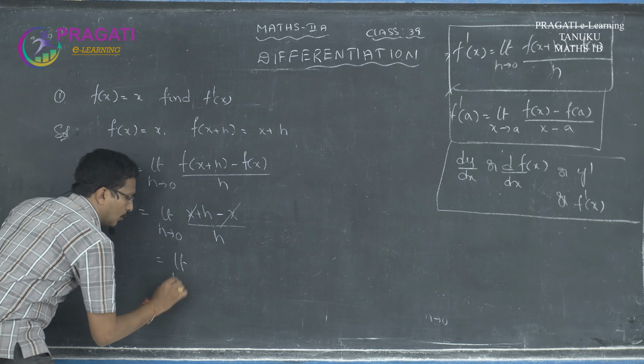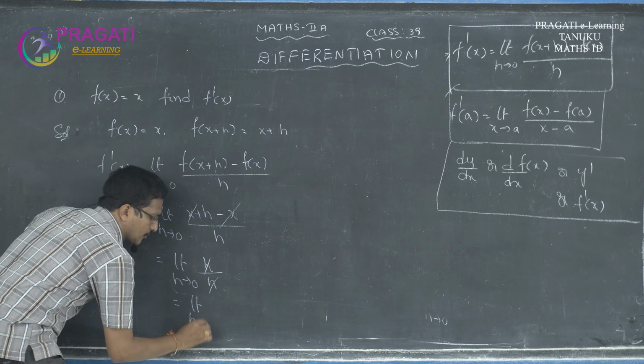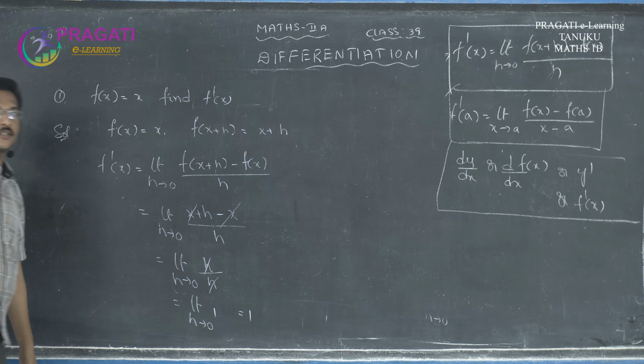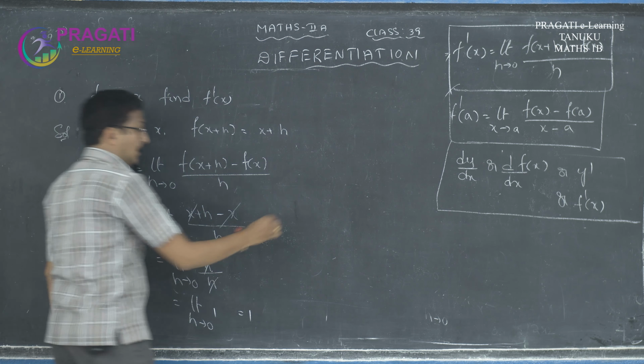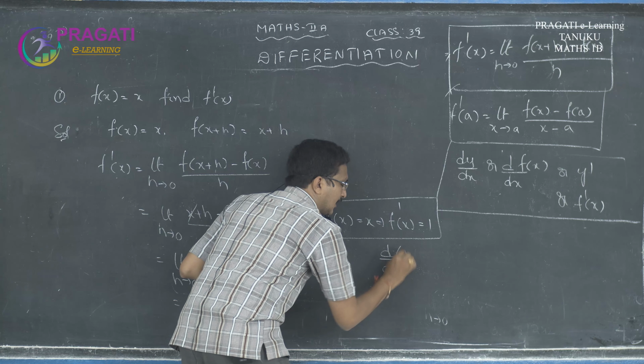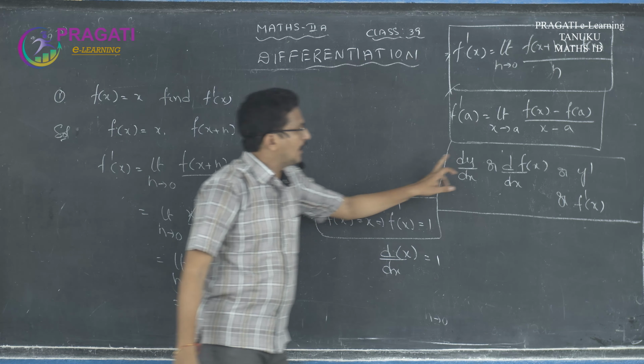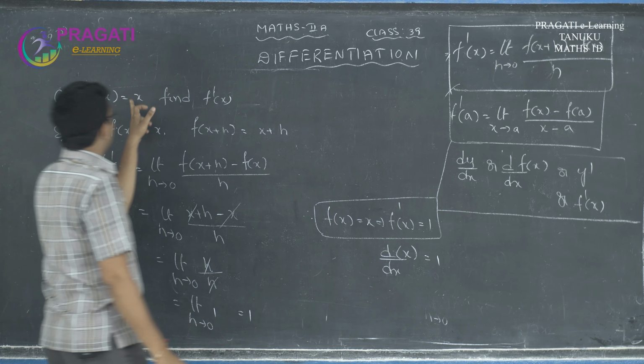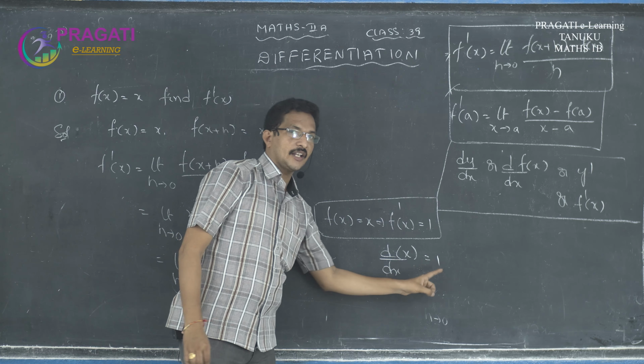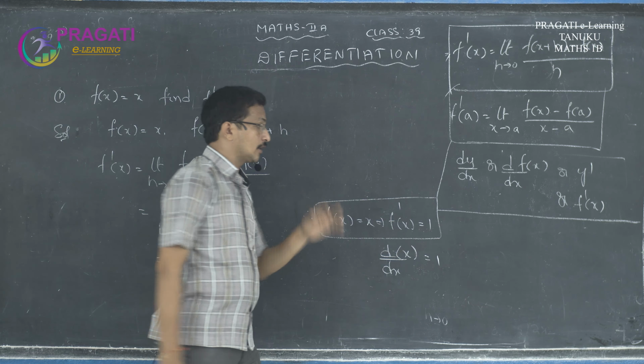Limit h tends to 0. What is the remaining term? h by h. After cancellation, limit h tends to 0, it is 1. So the value is 1. Therefore, finally, f dash of x is equal to 1. Then f of x equal to x, then f dash of x is equal to 1. Or sometimes it is denoted by d by dx of x is equal to 1. Here the function f of x is x. So d by dx of x is equal to 1. It is also one of the formulas.